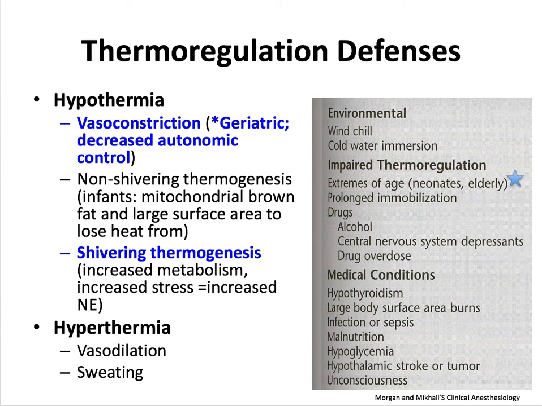When we become cold, this increased stress results in increased norepinephrine production. And increased norepinephrine can raise our vascular resistance, our pulmonary vascular resistance, can increase metabolism. Now, for defenses against hyperthermia, we can vasodilate to lose more heat, and we can sweat to lose more heat. Causes of hypothermia include things like a cold environment, impaired thermoregulation as mentioned in neonates and elderly, drugs like alcohol, which vasodilates, and medical conditions such as hypothyroidism or large body surface area burns where we can lose heat from.